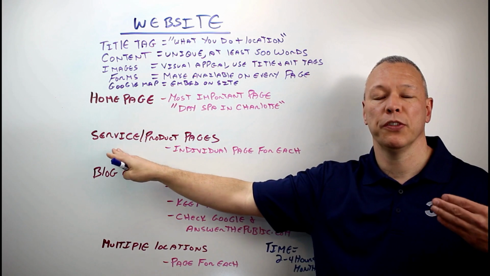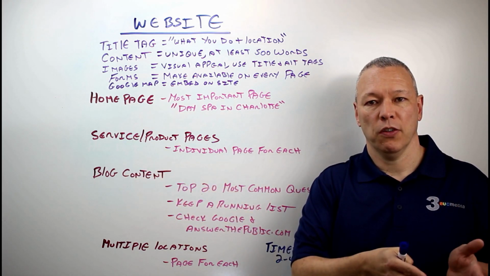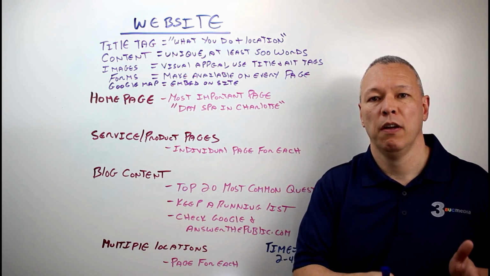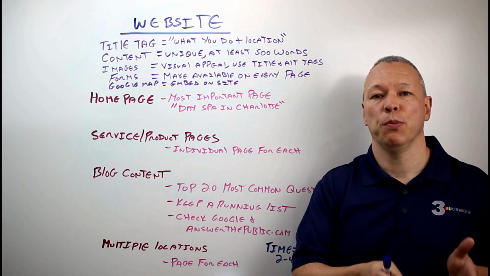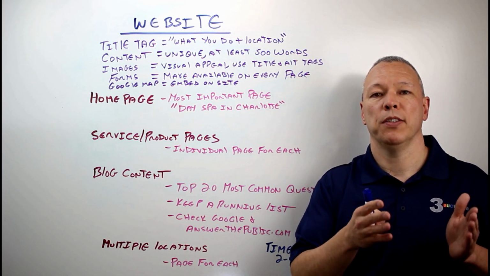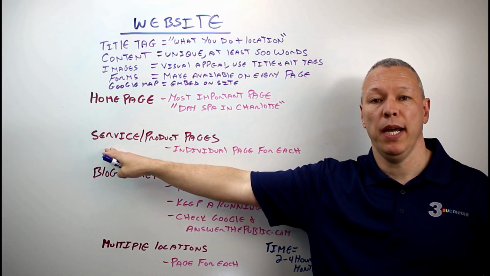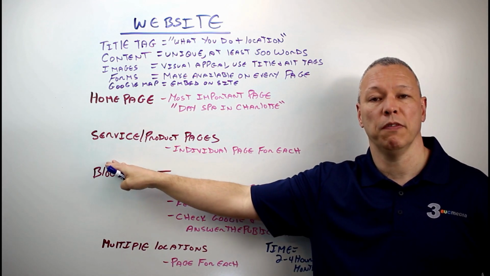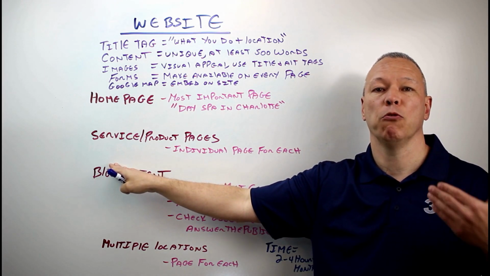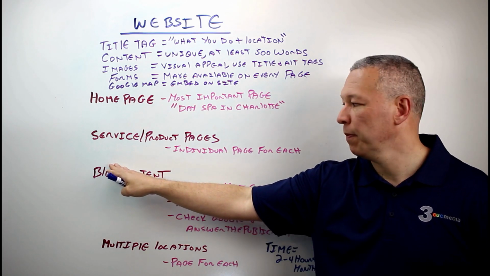What you want to do with your service pages and product pages is, for every single service or product that you have, create a dedicated page for it. That makes it super easy for Google to understand what that page is about. And if all your competitors have their services lumped into one page and you have them broken out into specific pages, it gives you a much better chance of being able to rank for that specific service or product.